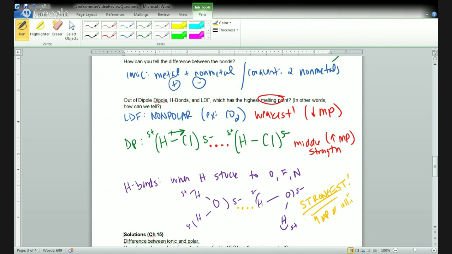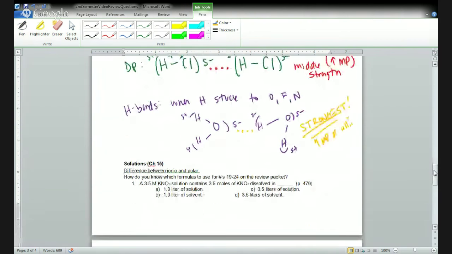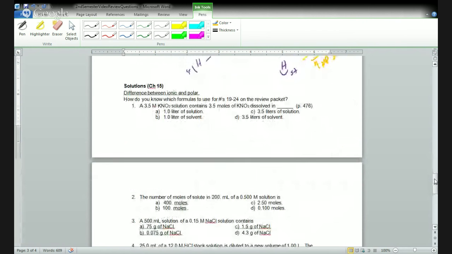Second, use that to figure out, is it the weakest, does it have the most strength, or is it the strongest? Strongest, hardest to break, highest melting point, highest boiling point. Weakest, easiest to break, lowest melting point, lowest boiling point. And that's intermolecular forces. On to chapter 15.